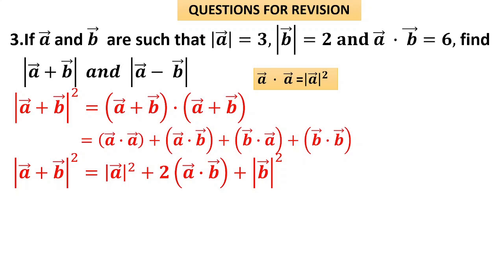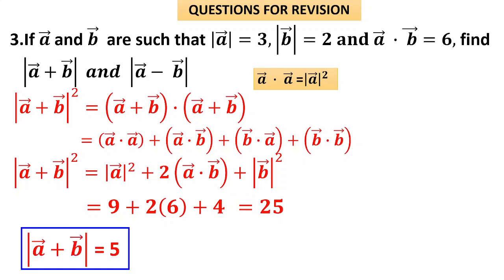Now let us substitute the values given in the question. Magnitude of A is 3, therefore 3 square. A dot B is 6, therefore 2 into 6. Magnitude of B is 2, therefore magnitude of B square is 4. Therefore you got the answer as 25. When you take the square root, it will become 5. We cannot have plus or minus 5 because it is a magnitude. Magnitude of A plus B is 5.